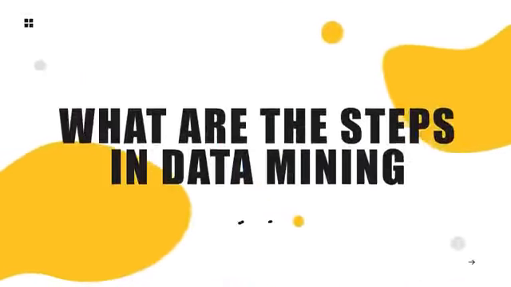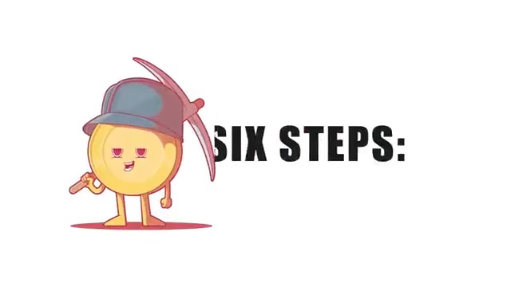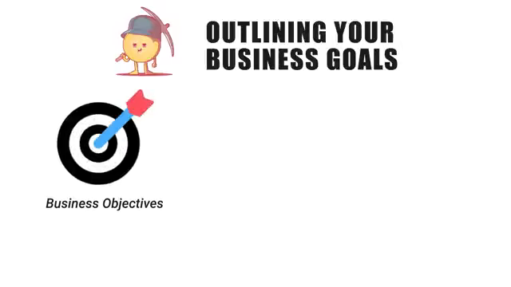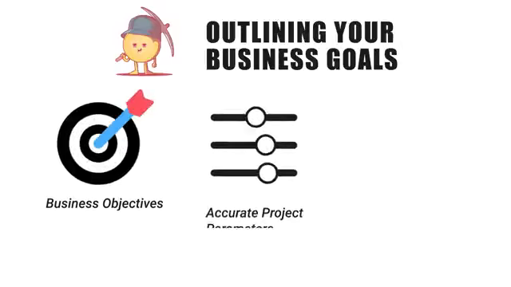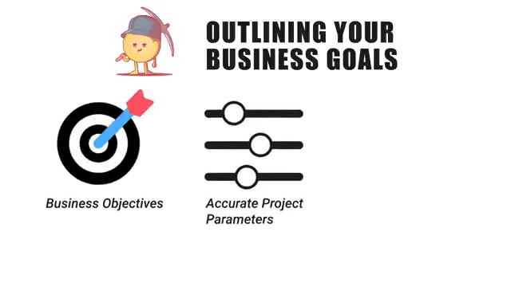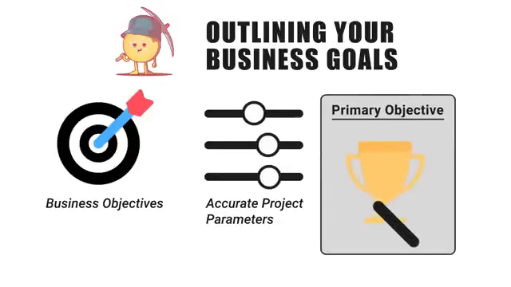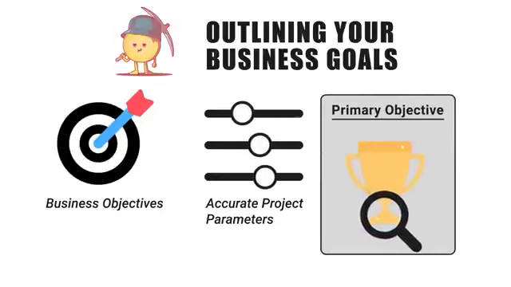What are the steps in data mining? The overall process of data mining generally consists of 6 steps. The first is outlining your business goals. It's important to understand your business objectives thoroughly. This will allow you to set the most accurate project parameters, which include the timeframe and scope of data, the primary objective of the project in question, and the criteria needed to identify it as a success.